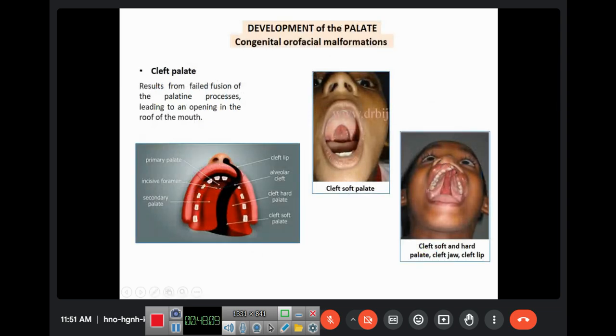Congenital orofacial malformations during development of the palate include cleft palate.